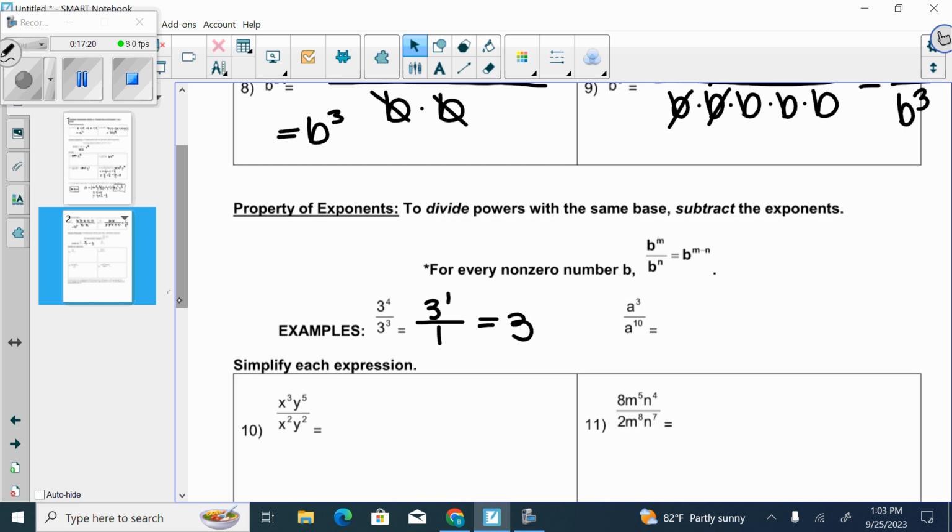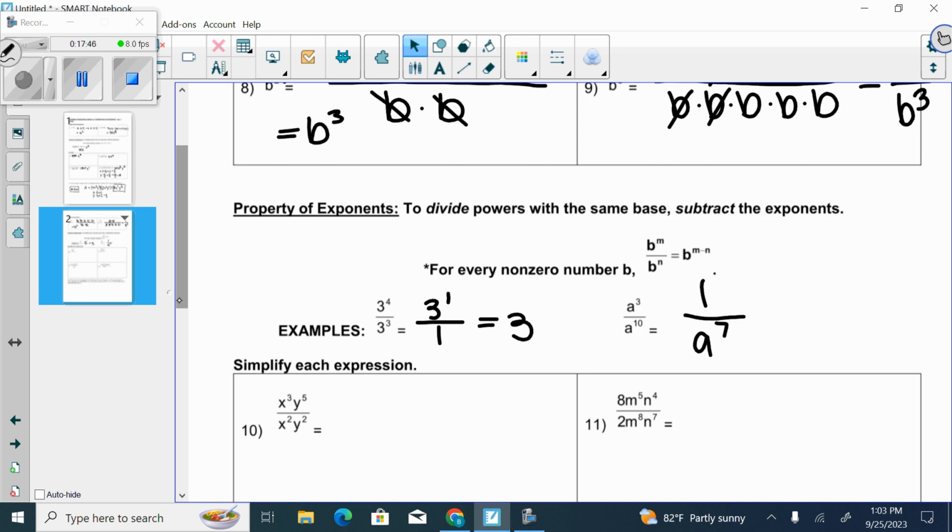Same rule here, but this time my exponents are 10 and 3. What am I going to do with 10 and 3? Subtract. What is 10 minus 3? 7. This time, did I have more in the top or more in the bottom? More in the bottom. So that's where it goes. A to the 7th in the bottom. So what's my placeholder in the top? 1.